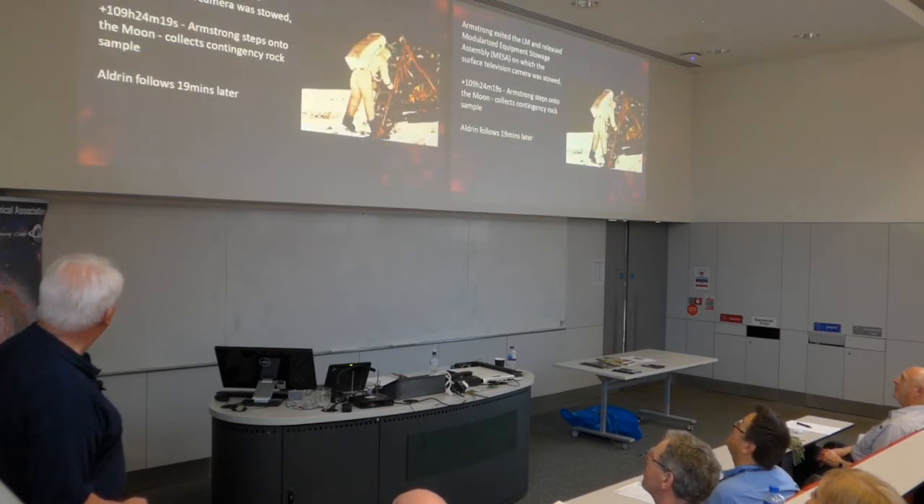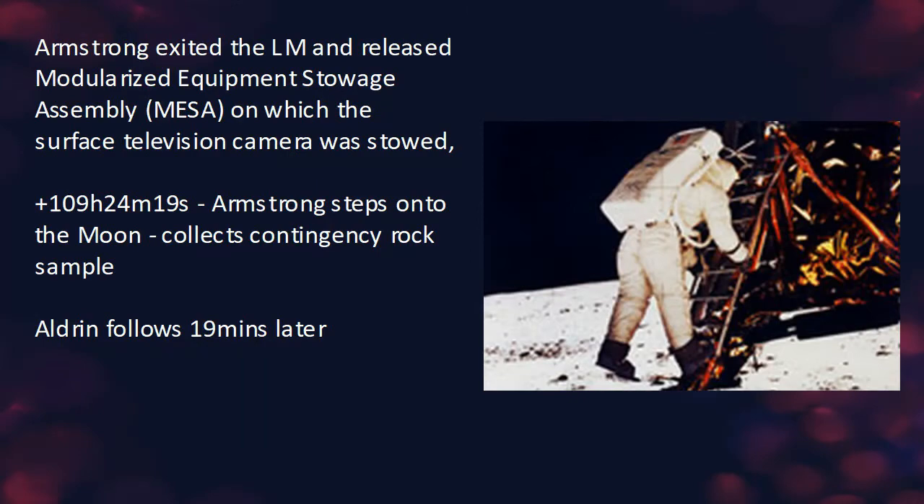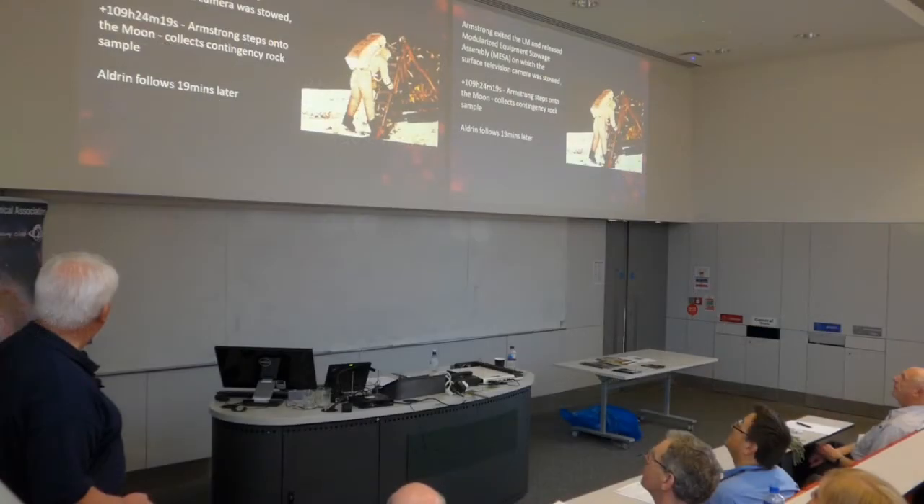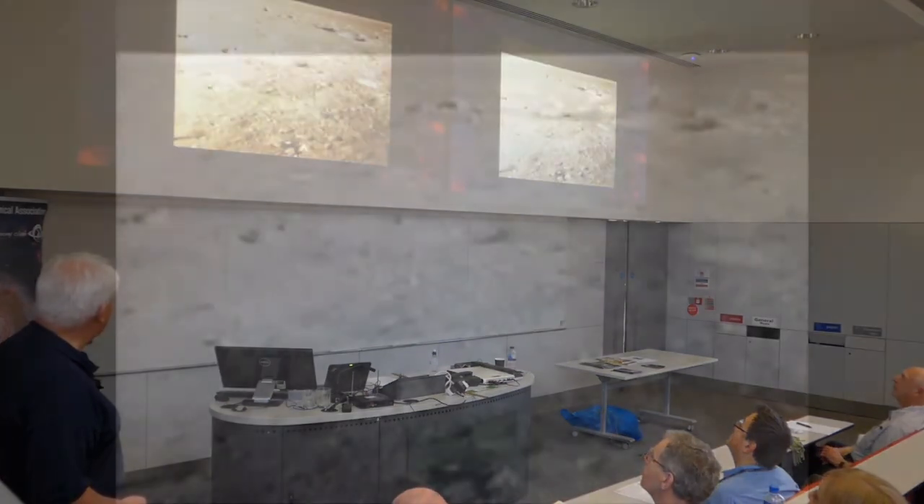They're on the moon, and Armstrong came out of the lunar module and released the television camera. So that's how we saw him come down the steps. And the first thing he does once he got down is gets an emergency rock sample, so they've got something to take home should they need to leave at short notice. 19 minutes later, Buzz Aldrin follows him out onto the lunar surface. So here we are. Here's the footage of that.